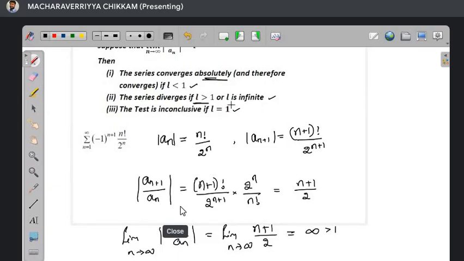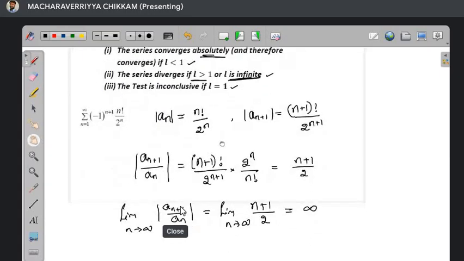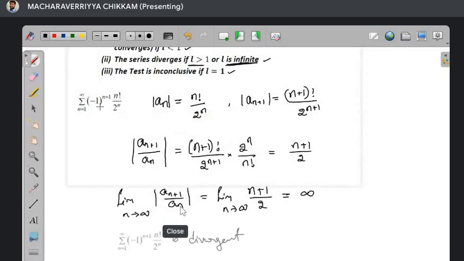So the second case, when L is infinite or when L is greater than 1. Therefore we can conclude that the given series is divergent.